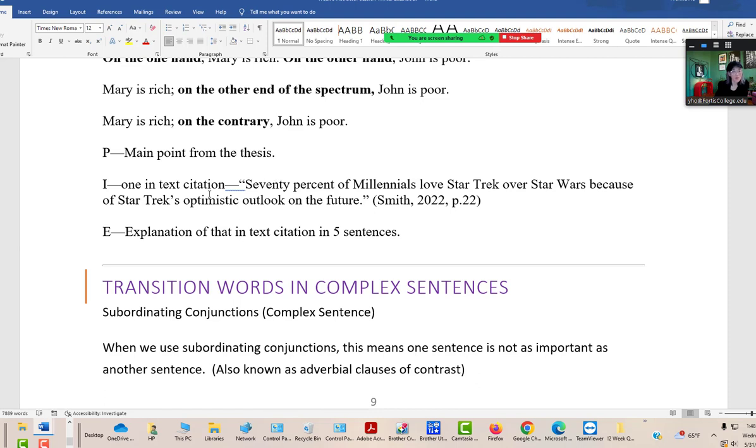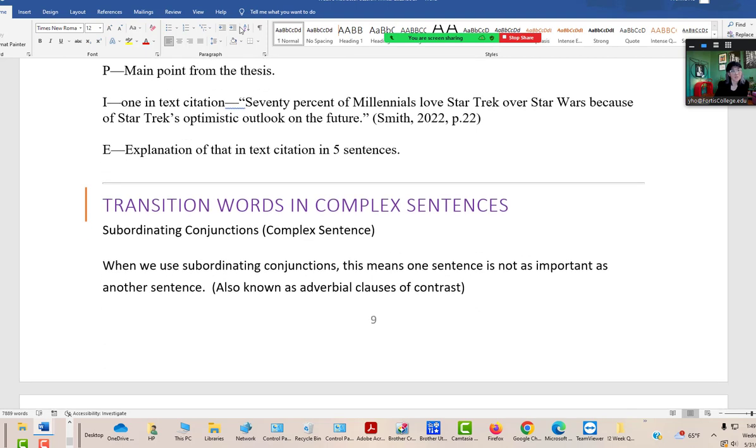Then after you write your in-text citation, you write a paraphrase, and you explain that in-text citation in 5 sentences in your own words. In that way, when you use PIE structure, you're going to have 20% in-text citation if you use one in-text citation per paragraph, and 80% will be your original paper. This way you manage to have an original paper and not just regurgitate other people's sources. So that's what you're going to do for essay 2.